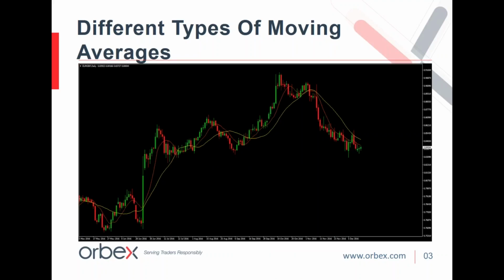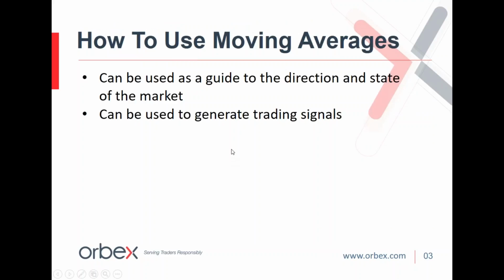So moving on to how we trade moving averages then. Traders tend to use them in two ways. One is for moving averages to act as a guide to the direction and the state of the market, and the second is to explicitly use them for trading opportunities, so to actually use them for entry points to the market.